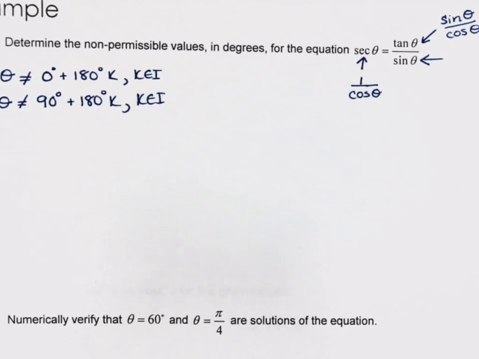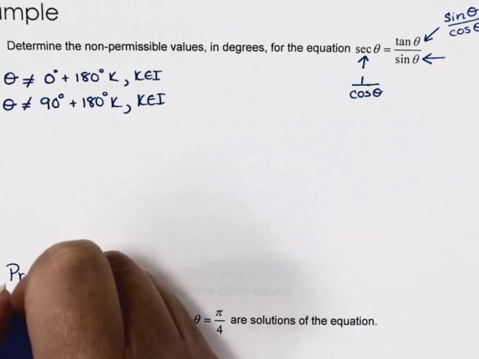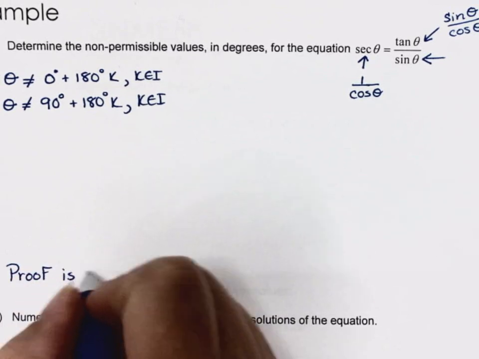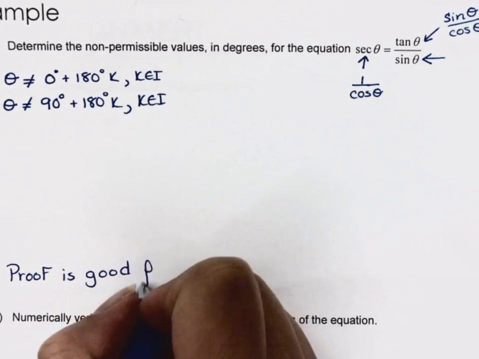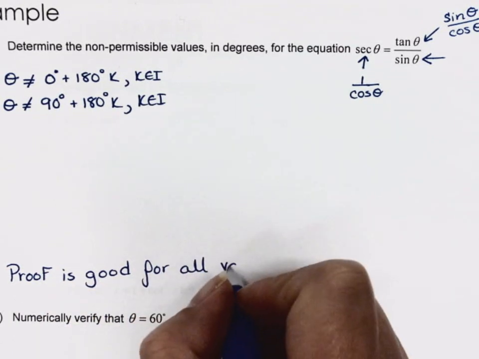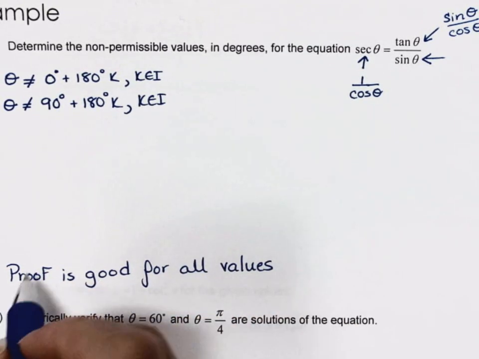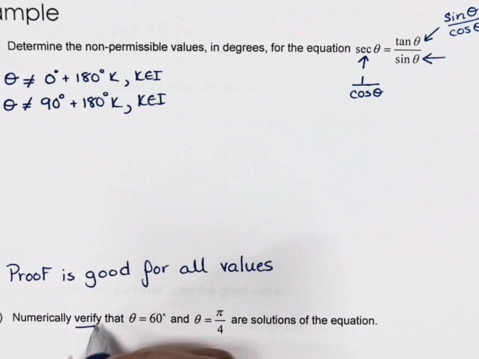Okay, easy peasy. All right, so there's mathematical proofs and there's verifying. An identity is shown through a proof. If you're doing a mathematical proof, it means it's true for all values. So a proof is good for all values. Verify is only good for a single value.